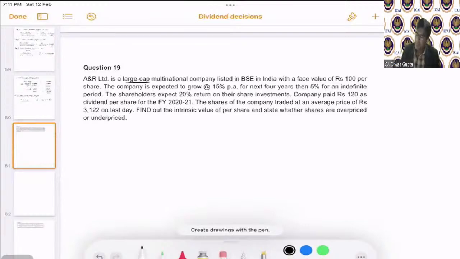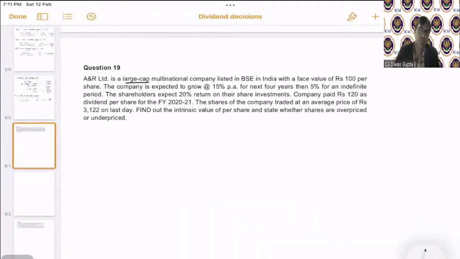What is a large cap? Large capitalization. That means it has a large market cap. Market cap means market capitalization, which is nothing but the number of shares multiplied by market price per share. Anyway, this is not what we have to see. Yeah, very good, Gajar. Your answers are right for the previous question.